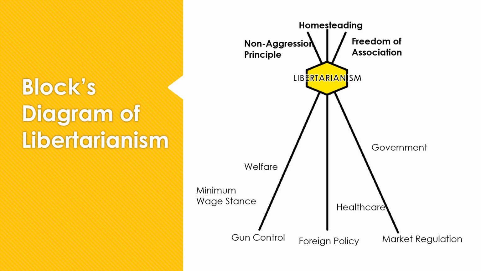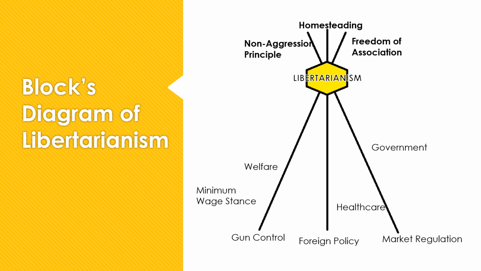So I just want to show this diagram here. This is a diagram made by Professor Walter Block, where he shows that libertarianism is based on three core values, as shown on the previous slide. This is homesteading, the non-aggression principle, and freedom of association. And these are really the three cruxes of libertarianism. And from there, we can derive each of its stances on different policy issues that we have over here, like its view on the government, healthcare, foreign policy, gun control, all those different ideas.